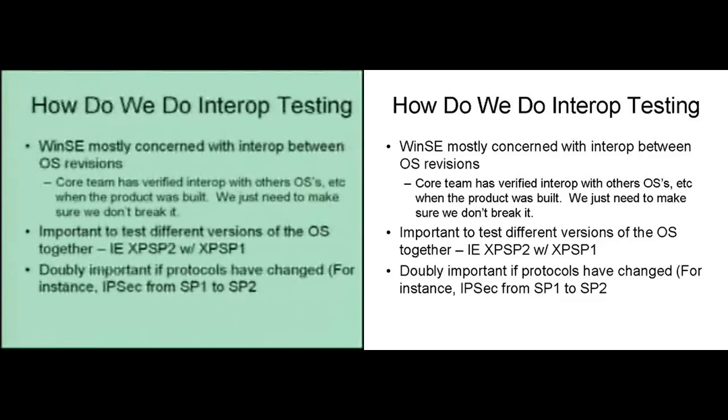The big things we're going to be focusing on are different versions, XP SP1, SP2. What we want to make sure is that from one version to the next, we don't break things. So that's the first thing you're going to want to focus on in your interop testing: how does it play with previous revisions of the operating system? Or if you're doing GDRs, how does it work with machines that may not have the GDRs installed, or may have a different set of GDRs installed?